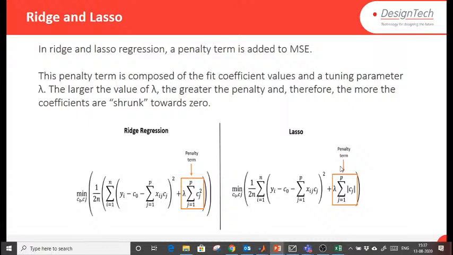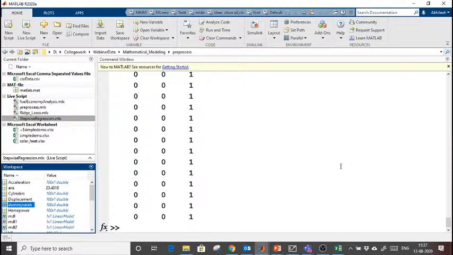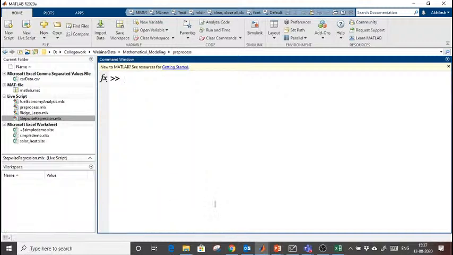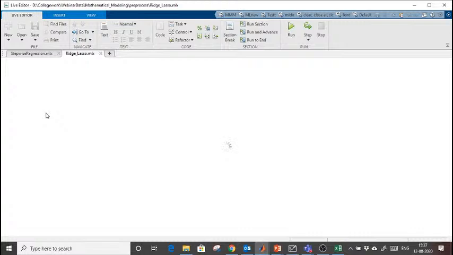So we have the same data and we are going to apply both Ridge and Lasso on the same data. Okay, so let me show you how to use this. I am switching here and closing everything if something is open, and I am going to clear my command window. And let's start Ridge and Lasso, how you can apply them on multiple equations, thousands of equations, hundreds of equations, or more than that. Okay.